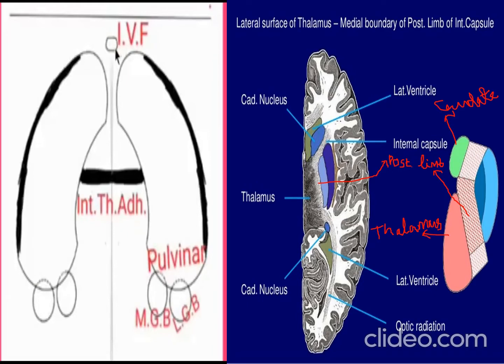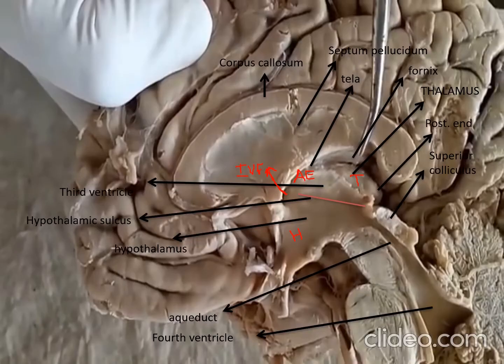See here in this slide we can see the two medial surfaces of the two thalami, which are united by the interthalamic adhesion, and the lateral surface of the thalamus, which relates to the posterior limb of the internal capsule. Now in this slide I will show you the thalamus and its surrounding related structures. First find the thalamus and go to the anterior and posterior ends. We already studied that the anterior end relates to the interventricular foramen of Monro.